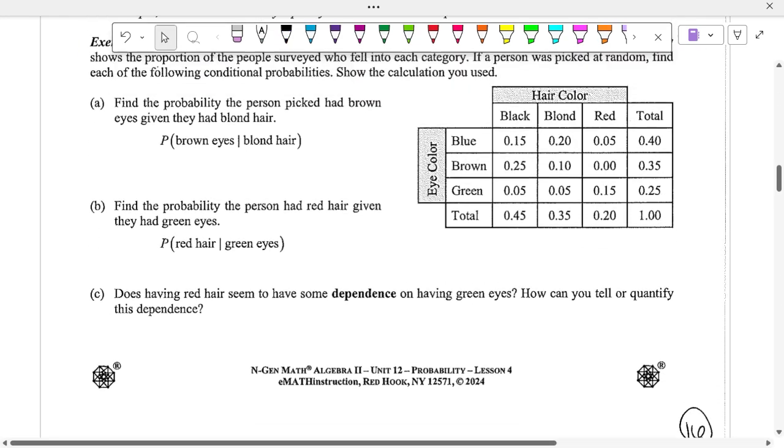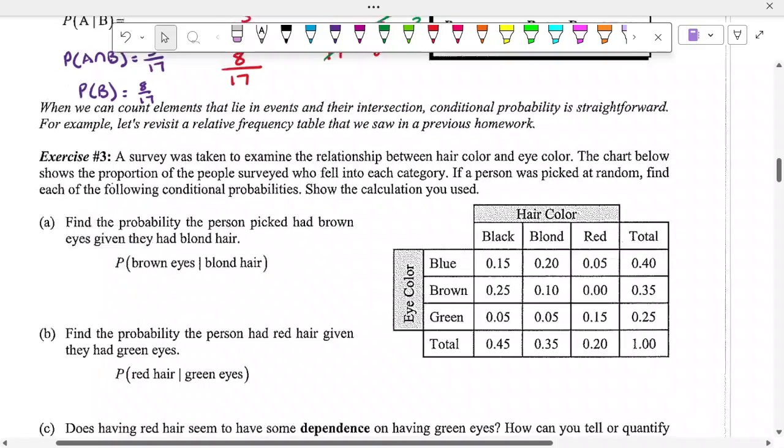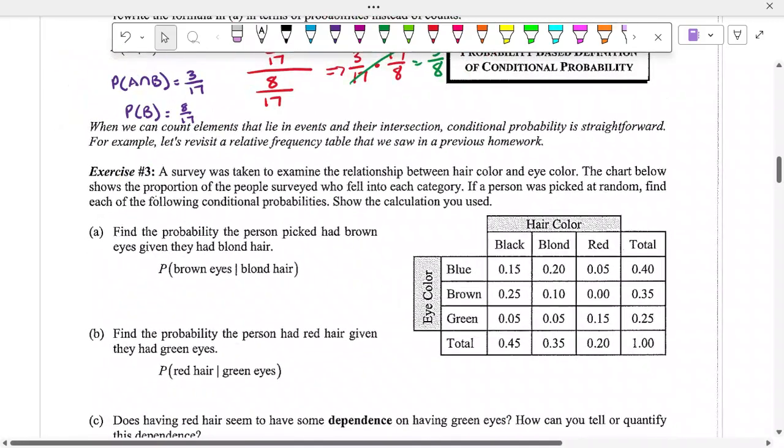So last thing we're going to do. This is kind of a mix. A survey was taken to examine the relationship between hair and eye color. The chart below shows the proportion of people surveyed who fell into each category. If a person was picked at random, find each of the following conditional probabilities and show the calculation we used. Just for practice's sake, I know you can do it based off of the frequency table, but I want to use the formula.